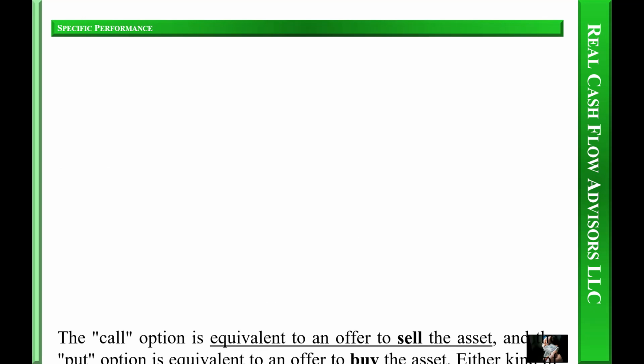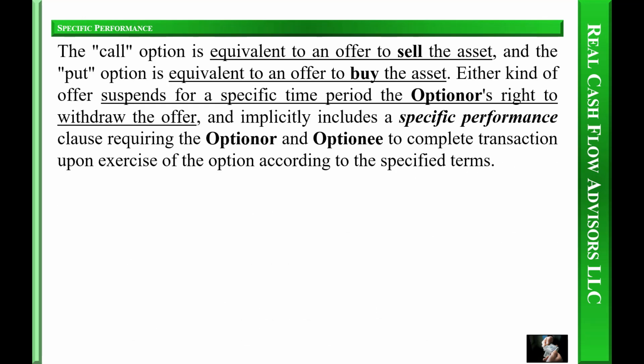Specific performance. The call option is equivalent to an offer to sell the asset, and the put option is equivalent to an offer to buy the asset. Either kind of offer suspends for a specific time period the optionor's right to withdraw the offer, and implicitly includes a specific performance clause requiring the optionor and optionee to complete the transaction upon exercise of the option according to the specified terms.